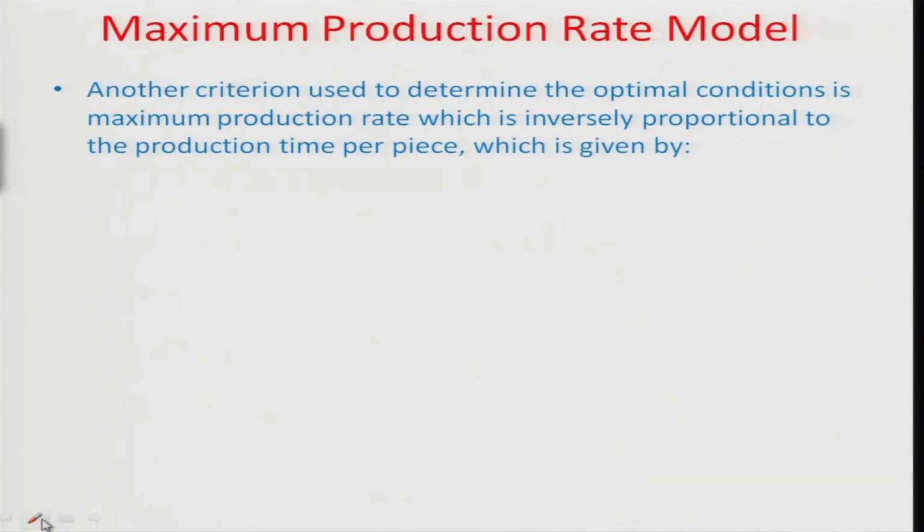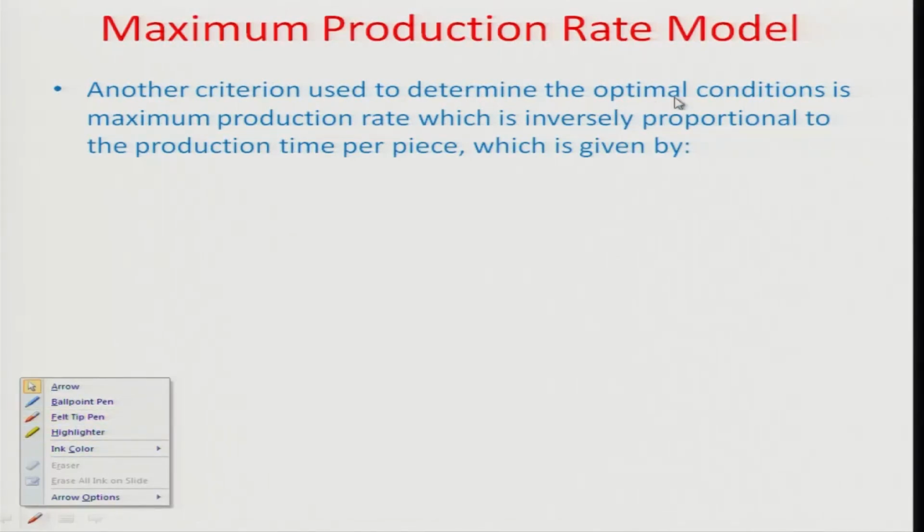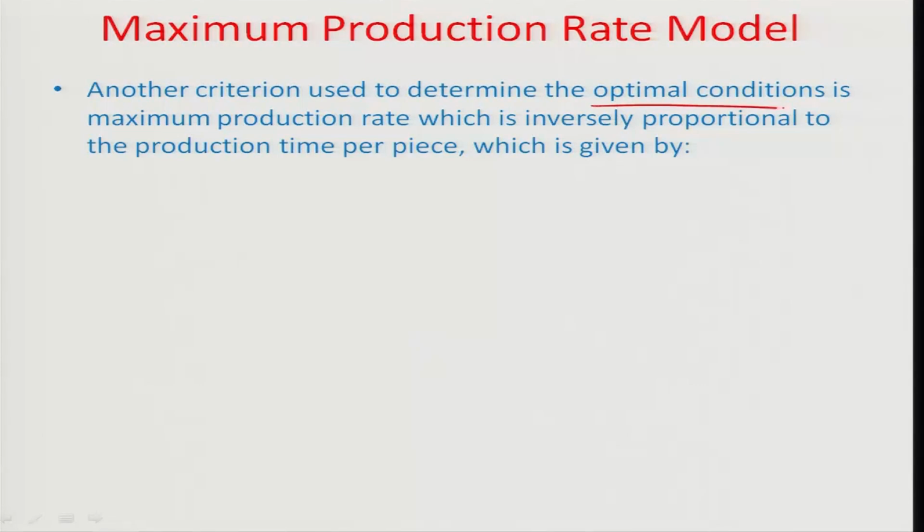which is an alternate criterion used for determining the optimum conditions of machining corresponding to the maximum production rate, which is inversely proportional, obviously, to the production time per piece. So as this time reduces, the rate should increase, and that is the fundamental assumption here that we make for determining the optimum parameter.